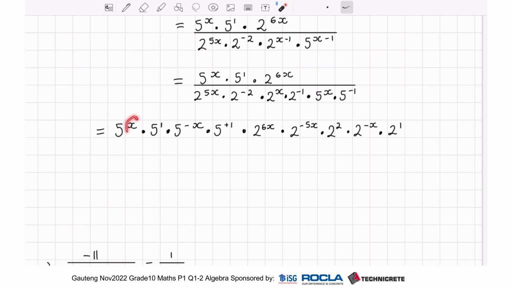And now I can just add all the exponents with like bases together. So I'm just going to have 1 base 5. And I have x minus x is 0x. And I've got 1 plus 1, so that's positive 2 for the 5. And then for my base 2, I've got 6x minus 5x is 1x, and then minus x is 0, so I've got no x's. And then I've got 2 here plus 1, so I'm going to have 2 to the power of 3. That's my final answer, and this is going to be 200.